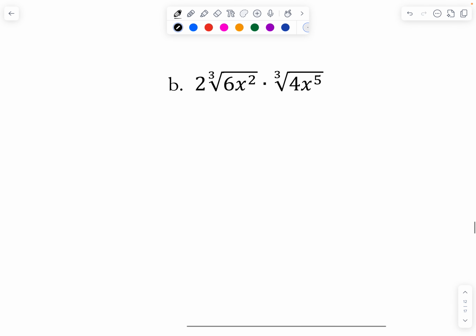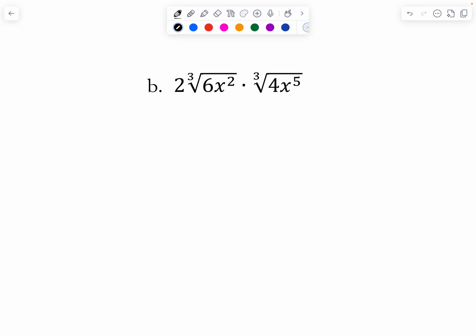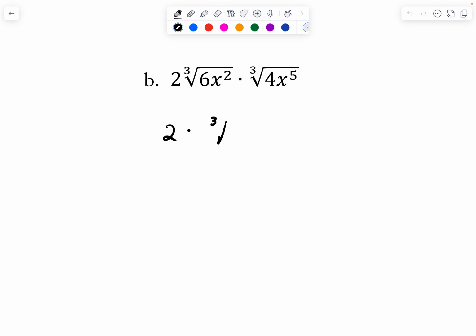Let's go to B. Now in this one, I take the stuff that is inside these cube roots and I multiply them together. Again, that's not the only way to do this, so I write 24 and then x to the 7th power. Remember, when you multiply with the same base, you're actually going to add those exponents.